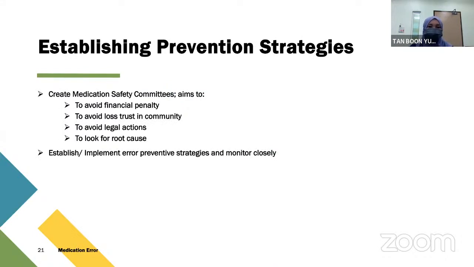The fourth one is establishing prevention strategies, whereby in that department you create medication safety committees, which aims to avoid financial penalty and avoid lost trust in community. This is very important because when you see there's a lot of medication errors happen at that facility, sometimes the community couldn't trust you, so you have to create the medication safety committees in order to gain trust. And then the third one is to avoid legal actions, of course, and also the final one is to look for root cause.